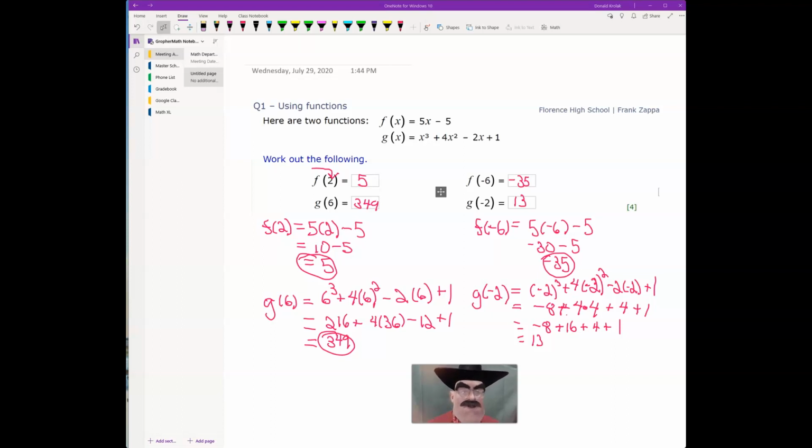So the whole point of this question was to understand what this notation means. You substitute 6 for all x's.